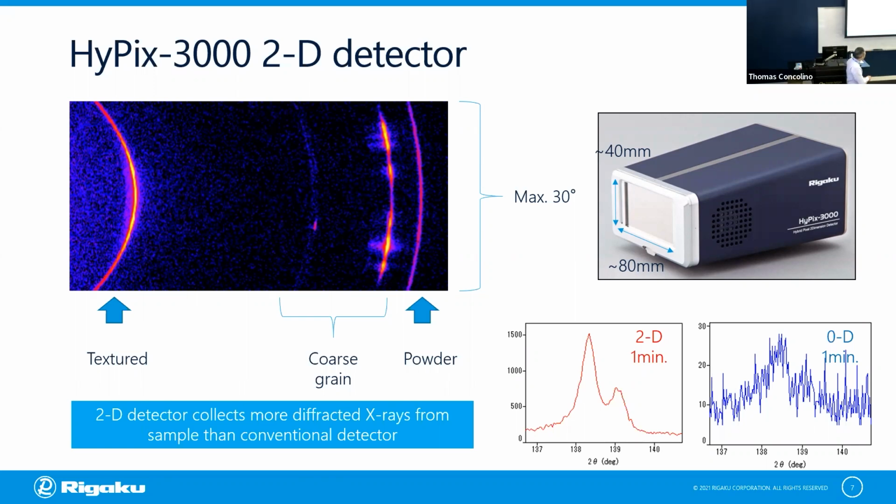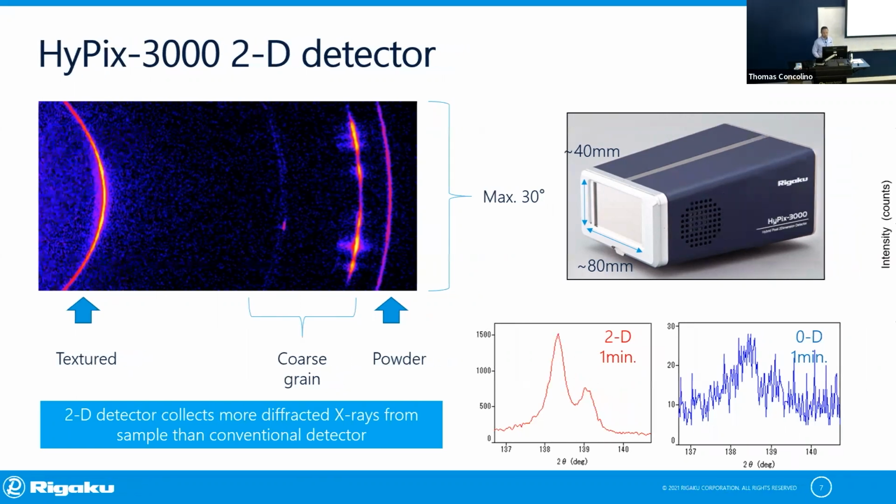This is a comparison between a classic point detector and the 2D detector, recorded for, I think, a 2-1 peak at 140 degrees 2theta with copper radiation. This is one minute of data recorded by the point detector, and this is 2D data recorded in one minute. This is the intensity scale. The 2D detector collects more intensity, so this will speed up the micro-area measurements. This was the reason for us to have this 2D detector.